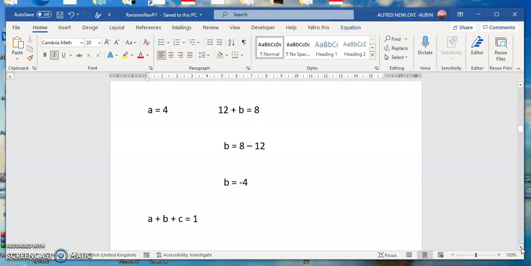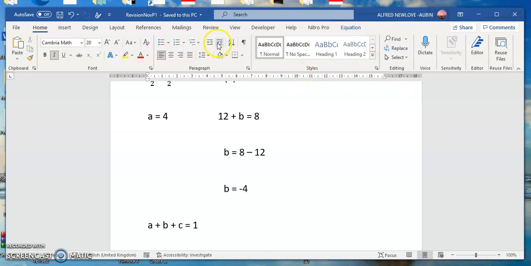Then a plus b plus c should be equal to what? 1. Let me split.